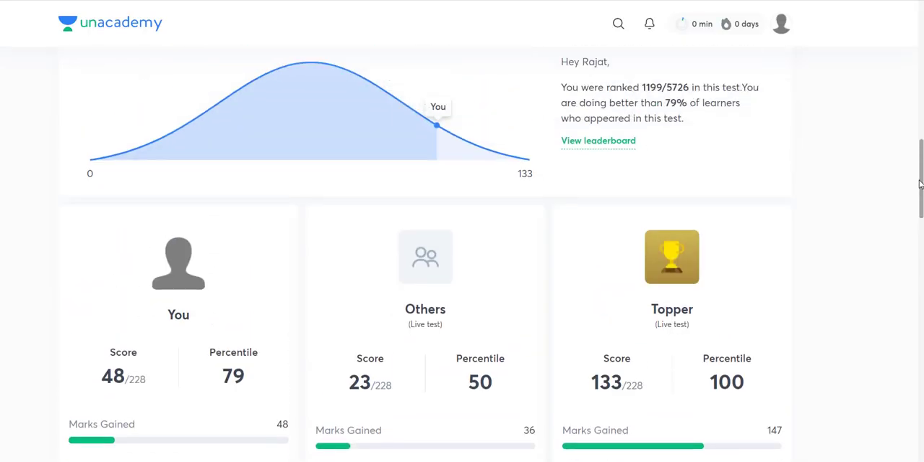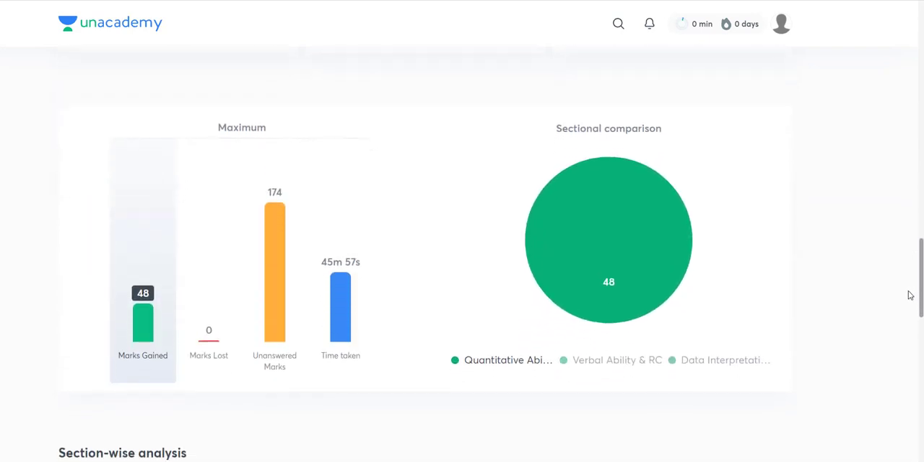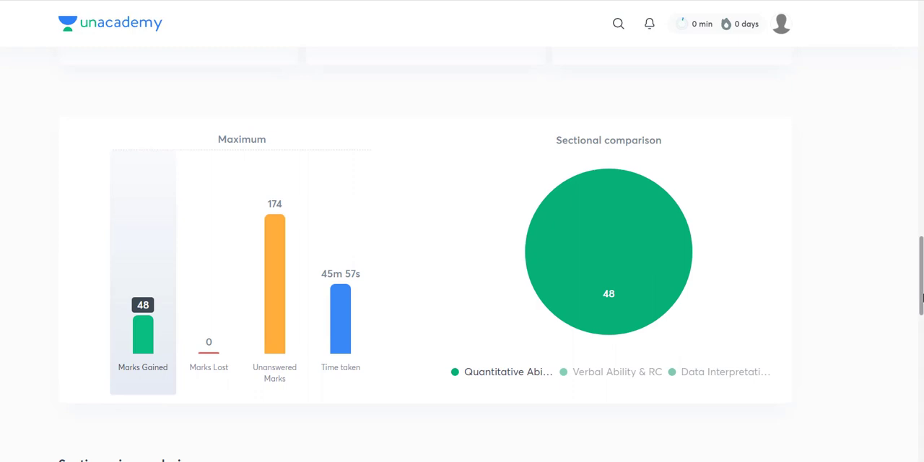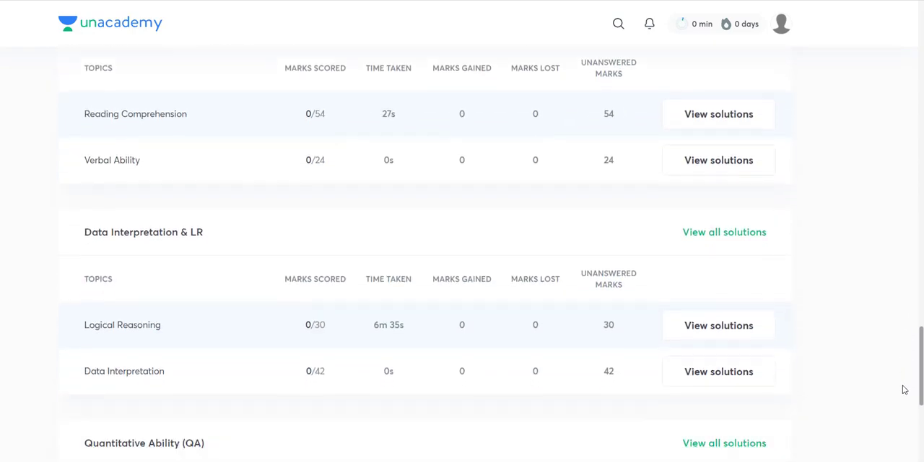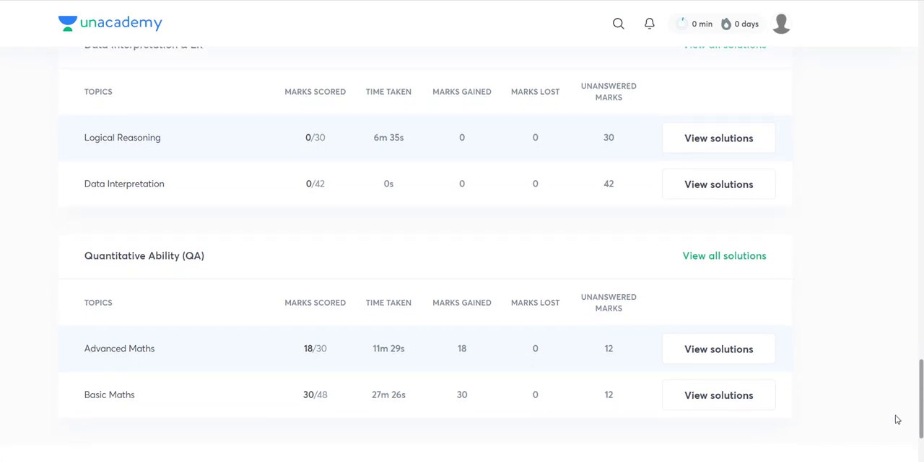Yeah, this is my scorecard. Okay, total 48 score is there. I attempted only the quantitative ability section, 48 marks in that section. And in the analysis part, 18 marks in advanced maths and 30 marks in basic mathematics. Okay, that's it.